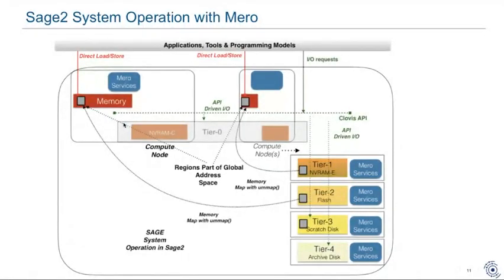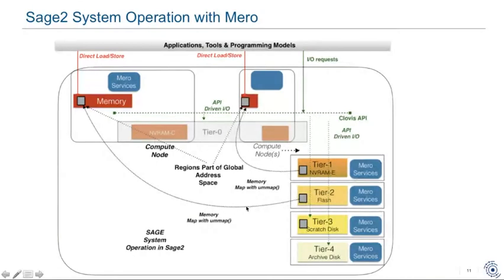So in terms of how the system operates, the applications are going to be using Mero services in the compute nodes. Of course, just like EcoFS, as Adrian was pointing out, you could federate all the non-volatile memory pools, expose them as a single tier and have a block interface, right? You could do that, but you could also have a direct load store of data into memory. And you could basically map the data from all these tiers into memory.